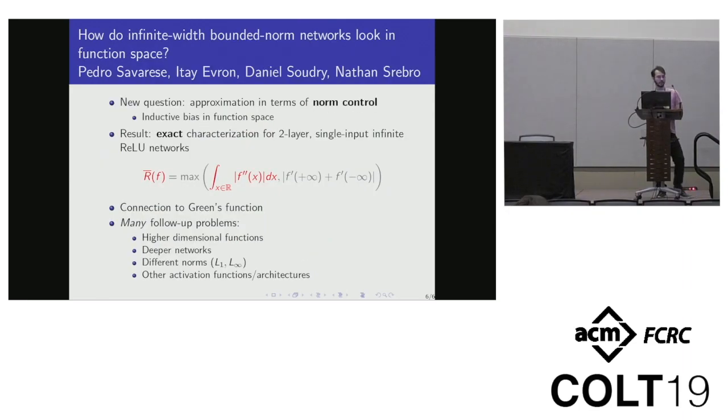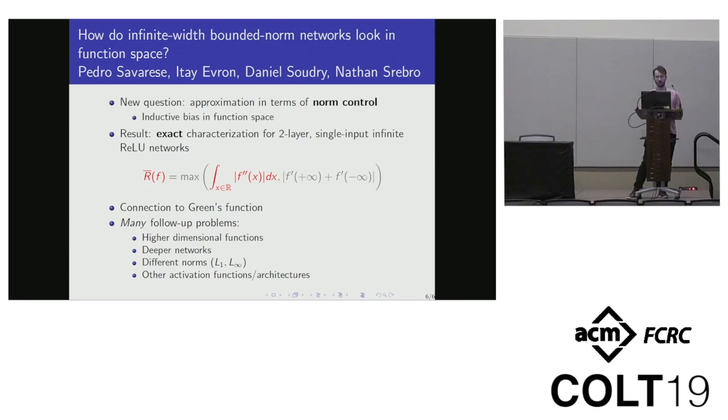And to sum it up, we revisited this old and classic question on what kind of functions can be represented by neural networks, but under a very different perspective. Here we're considering a complexity that captures the norm of the weights, the size of the weights of the network, instead of the size of the network itself in terms of number of parameters. This leads to a very natural connection to the inductive bias in function space when we train networks with L2 regularization on the weights.